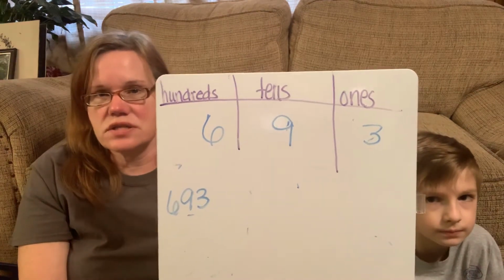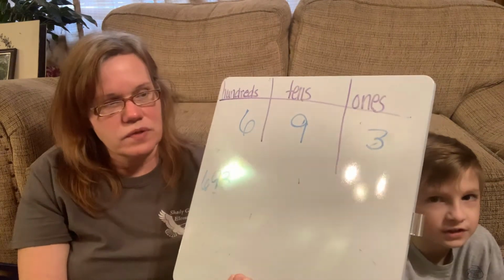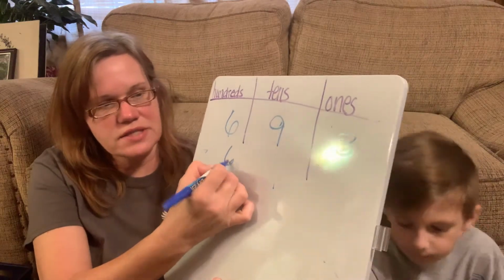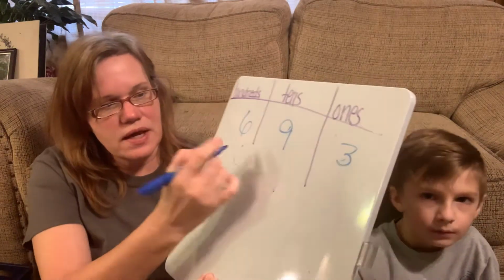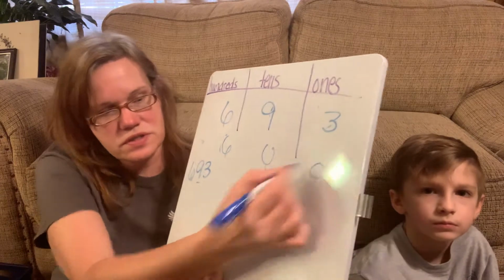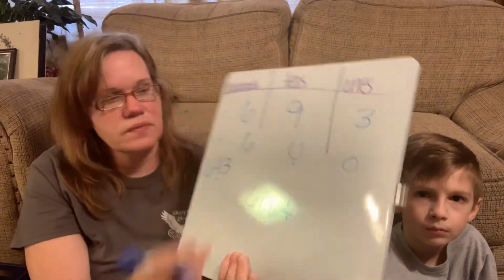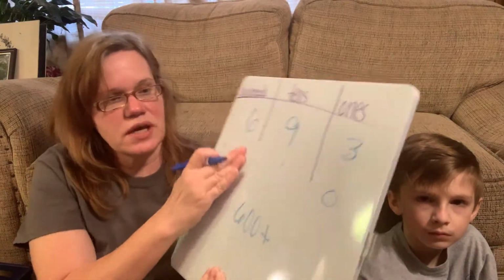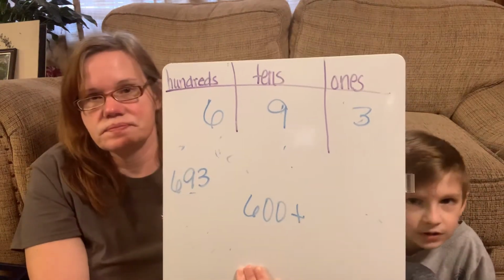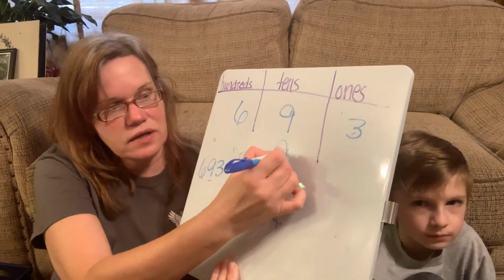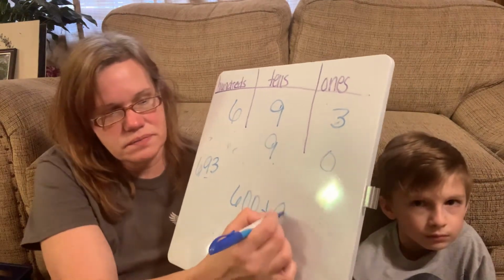How much is that 6 worth? 600. I can write 6, and I know that I can fill in the others with 0. So I would have 600, and I write my plus sign. All right, how much is the 9 worth? 90. I can write the 9 and add the 0.